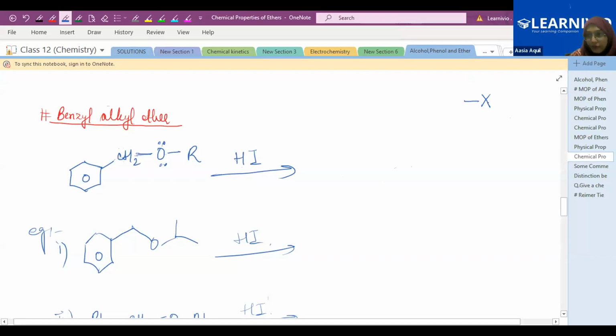Suppose this is the halogen group. So the halogen group should be attached first to an sp3 hybridized carbon, and this sp3 hybridized carbon is further attached to the benzene ring. This type of arrangement you can see. So this is your benzyl group, this is your benzylic type of group, and this carbon is known as the benzylic carbon.